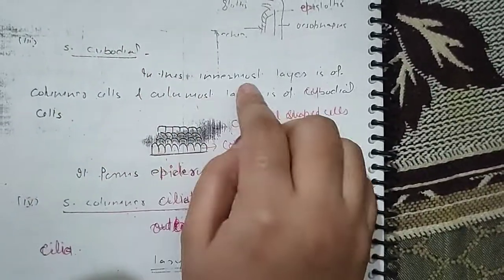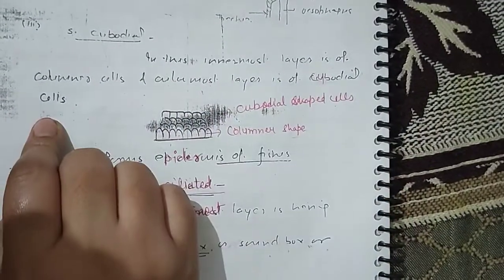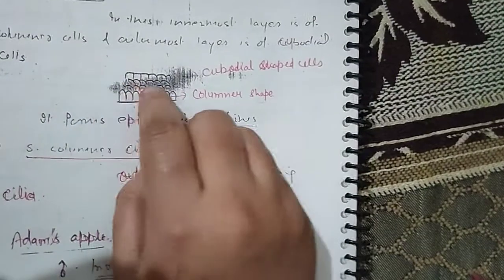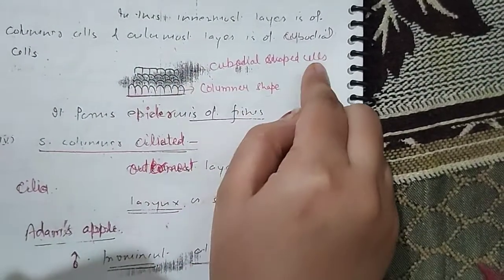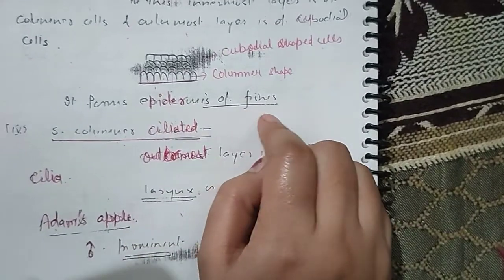Next is cuboidal. In this, the innermost layer is of columnar cells and the outermost layer is of cuboidal cells. Clear बच्चों? Here you can see these are the cuboidal shaped cells. These are columnar shaped. It forms the epidermis of fishes.